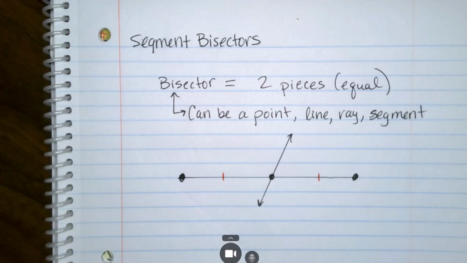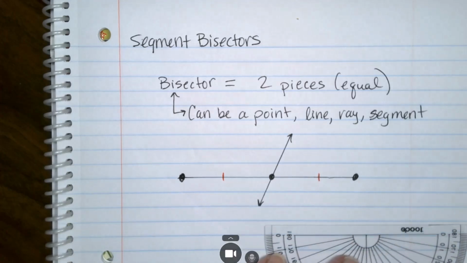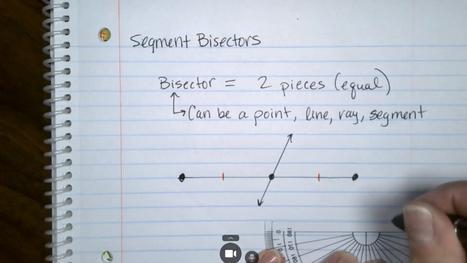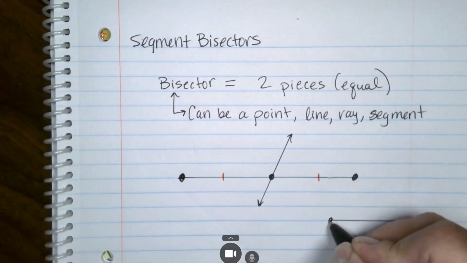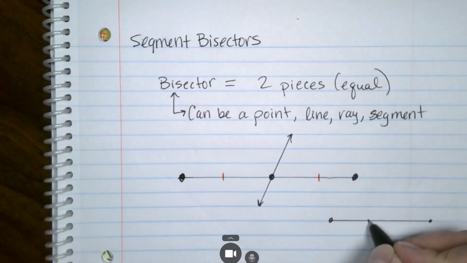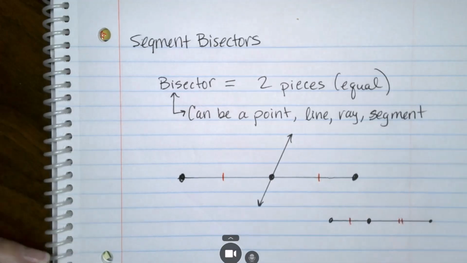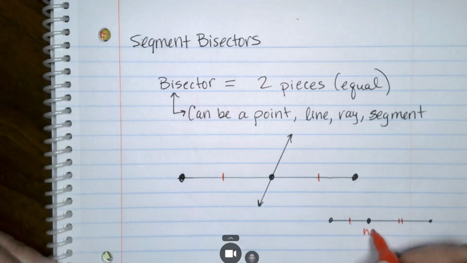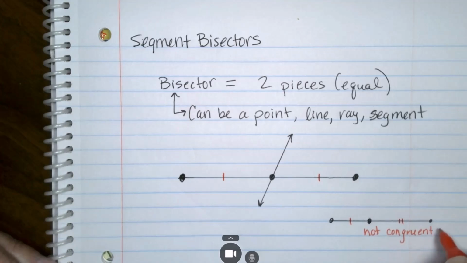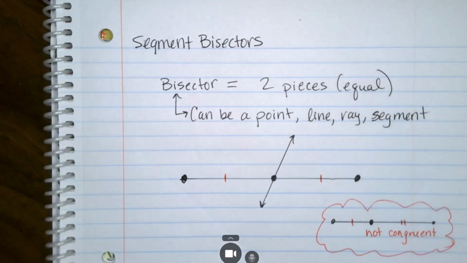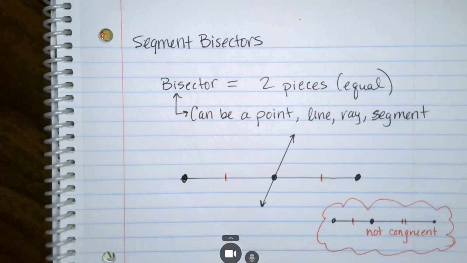So if you, for instance, had something and it wasn't in the middle, put a point there, you could put one mark on here, but two hashes here. This would be not congruent segments. All right, so this is a segment bisector. We're going to do a bunch of problems with this. The notes on this are pretty easy, but the problems can be really difficult.